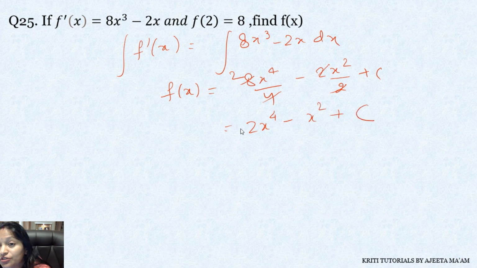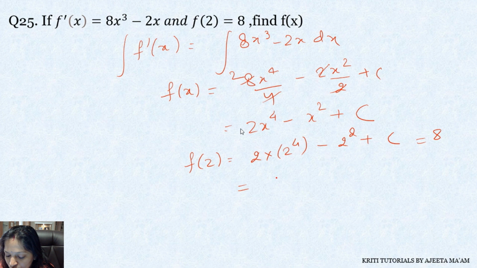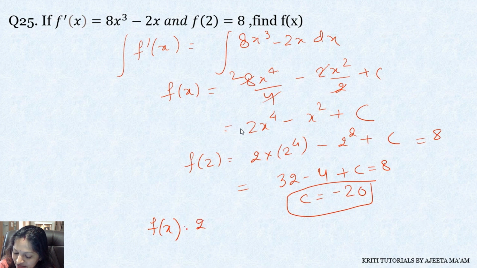Now again the given condition will be used to find the value of the integration constant, that is c. So now if I put f(2), what will I get? 2 into 2 raised to 4 minus 2 square plus c. And what is the value of f(2) given? 8. Let's equate it to 8. So now we get 32 minus 4 plus c is equal to 8. So what value of c will you get? 32 minus 4 is 28, so c is minus 20. So what will be your final function? My final function will be 2x raised to 4 minus x square minus 20. So this is my final answer.